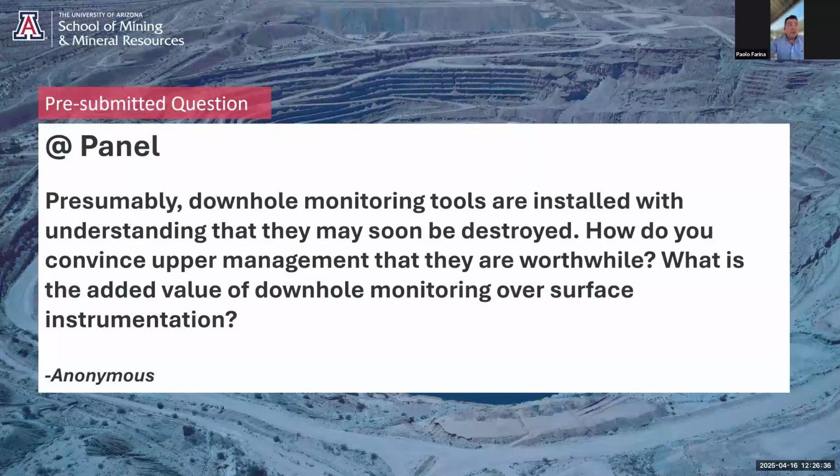So that's why it's important to install also piezometers, which are one of the most important sensors in order to understand if pore pressure is playing a role or not in instability.